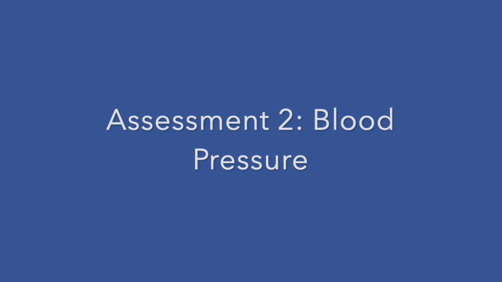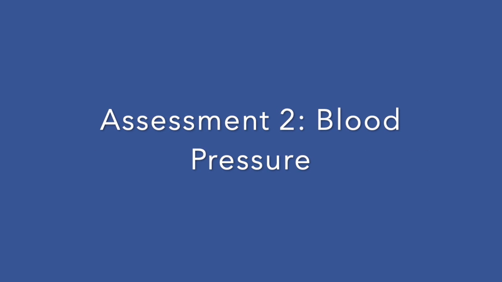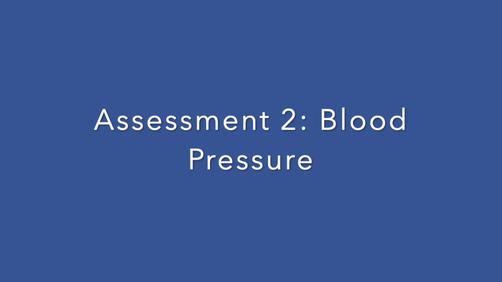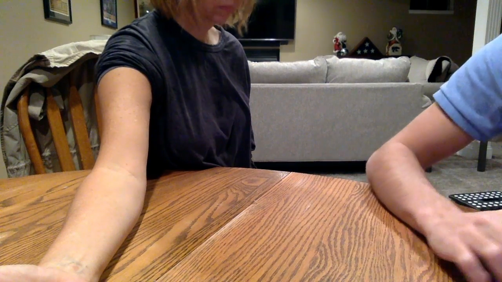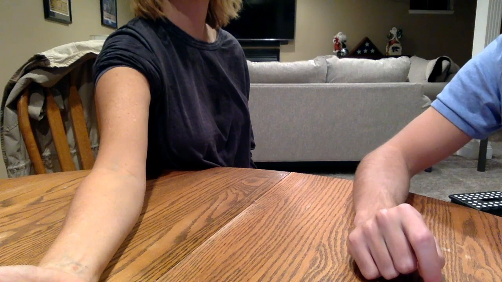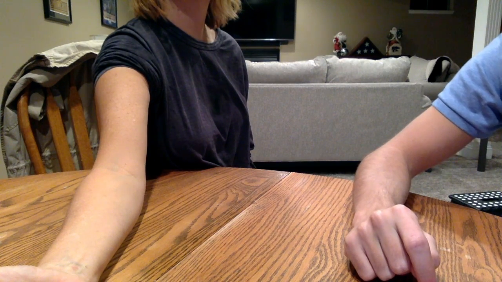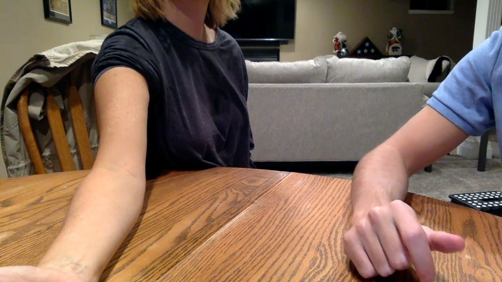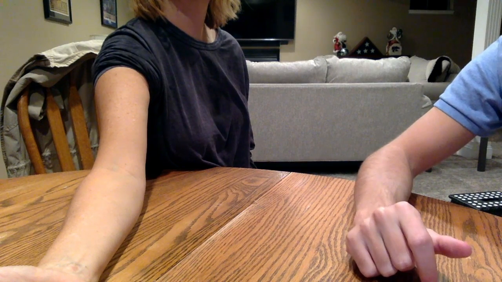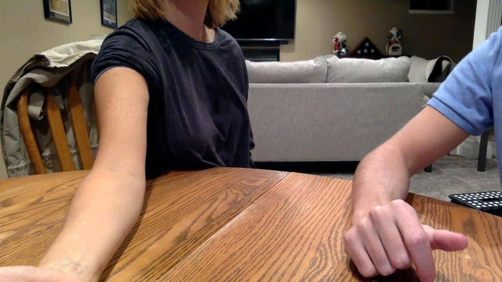The second assessment that was performed was blood pressure. So for this assessment, you will need a blood pressure cuff and a stethoscope. In this video, I'll be demonstrating how to find someone's resting blood pressure. So first, you're going to make sure that your patient is seated for at least 5 minutes, in a chair with back support. Next, you want to wrap the cuff around the upper arm at heart level, and you want to align that cuff at the brachial artery.